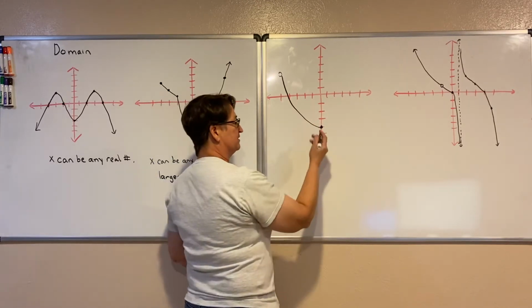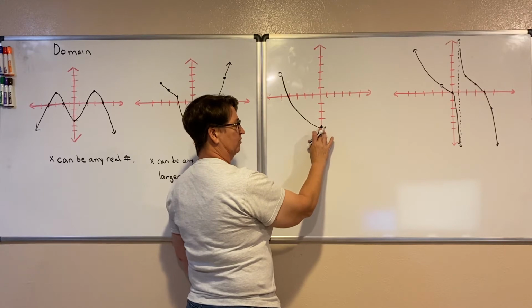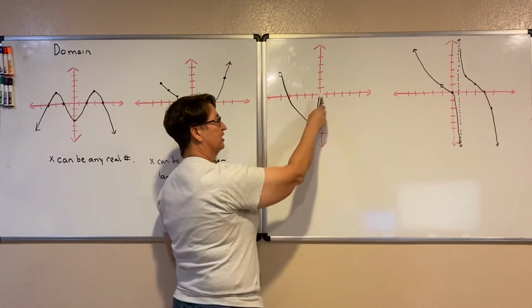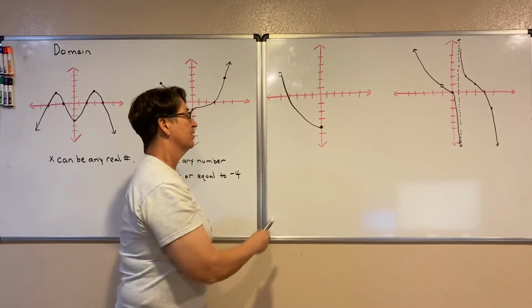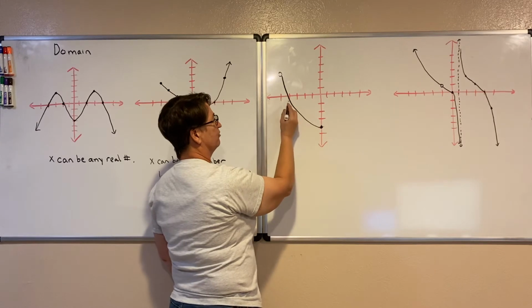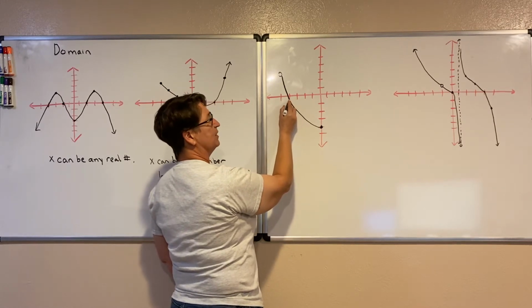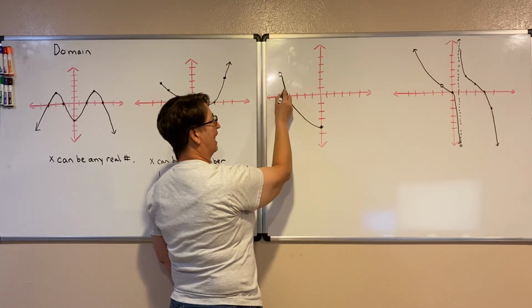So in this case, the largest number that my x can be is 0. That's the biggest that it can be. If I put in 0 for x, I get out a -4 for y. If I go back and look at -4, there's a point on the graph, so my x can be -4. My x can even be -4.5.